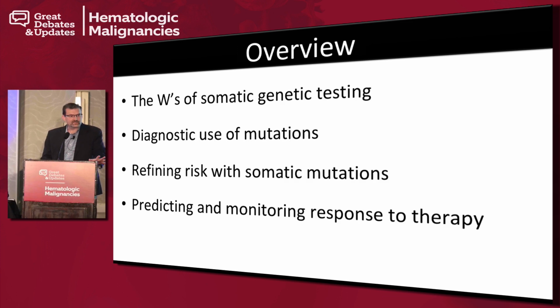So I'll start with what I consider to be the W's of genetic testing. This is really a call to consider context when you think about interpreting the genetic tests that you get on your patients, because the context really is going to be the defining aspect of how you interpret these studies. I'll talk about diagnostic use of mutations, how to refine prognostic risk with mutations, and then finally whether we can actually predict response to therapy or maybe even monitor response to therapy using molecular information. And I'll do it first for the myeloproliferative neoplasms and then for the myelodysplastic syndromes.